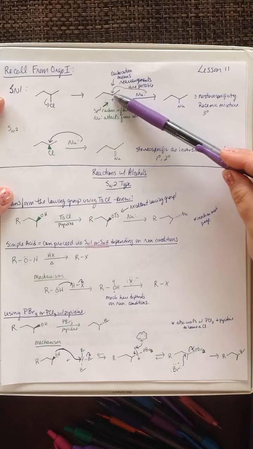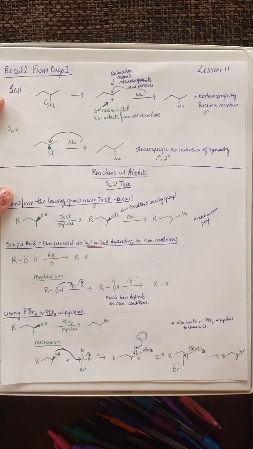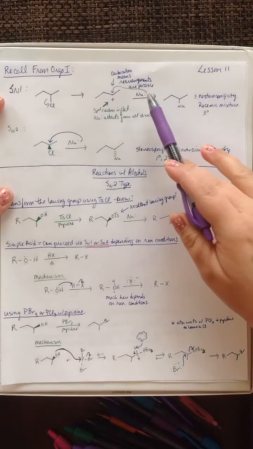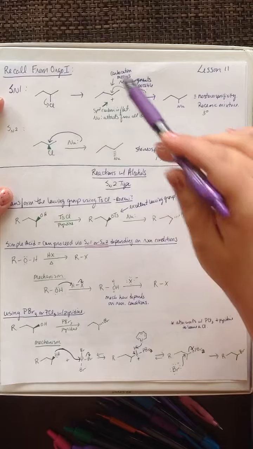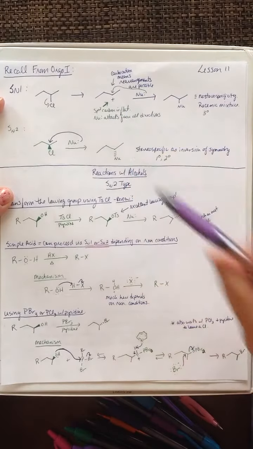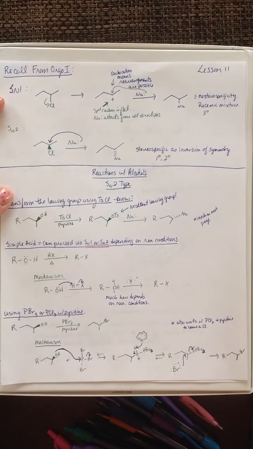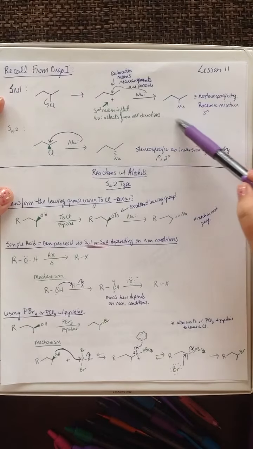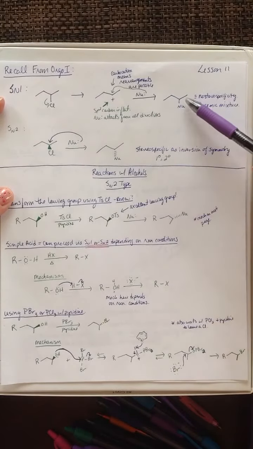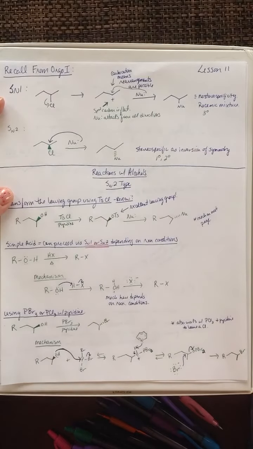Remember, sp2 carbons, in that particular case, we've only got 3 bonds to that carbon. That is a flat atom, which means that the nucleophile can attack from either the top or the bottom of that plane. So if you have something that's flat, it can do that, which means that you get a racemic mixture of your product, whatever that product may be.